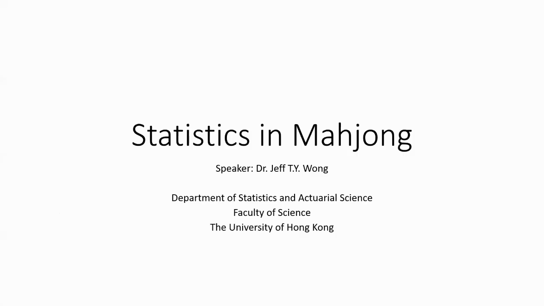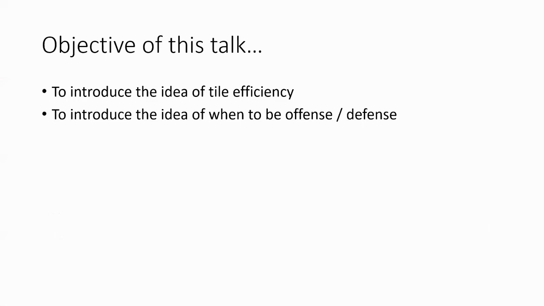So like the title suggests, today I would like to talk a little bit about the statistics in Mahjong. The objective for this talk will look something like this. I will try to introduce two concepts that are frequently used while playing Mahjong. The first one will be on tile efficiency, and the second one will be on when we should be playing offensively and when we should be playing defensively. These two ideas rely on some statistical tools that we will mention a little bit in this talk.